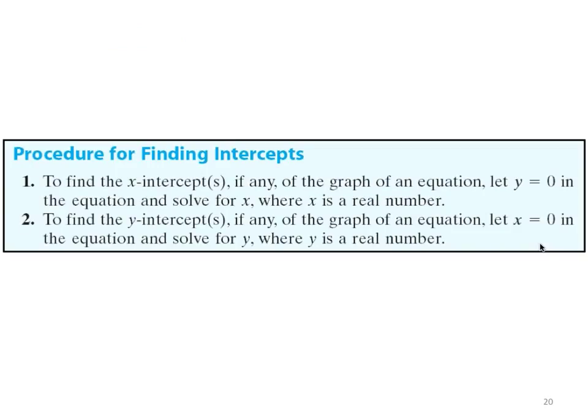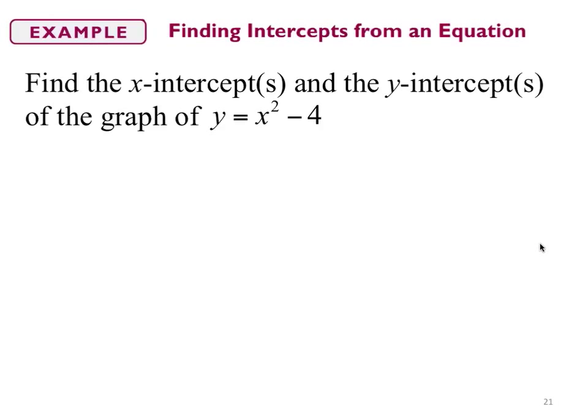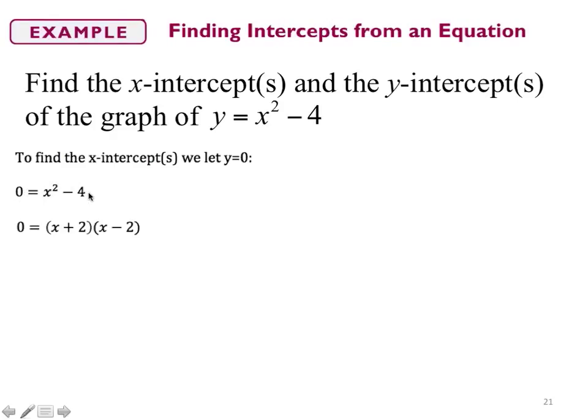Okay, now the procedure for finding intercepts. So hopefully you recall how to find intercepts. If you're finding an x-intercept, you let y equal 0. If you're finding a y-intercept, you let x equal 0. So let's look at this example here. We have y equals x squared minus 4. So to find the x-intercepts, we let y equal 0. So I plug 0 in for y. So I have 0 equals x squared minus 4.